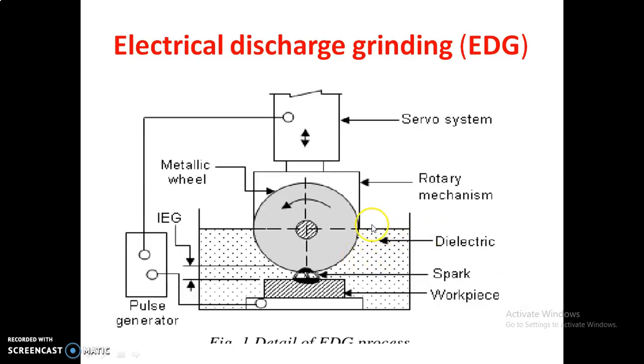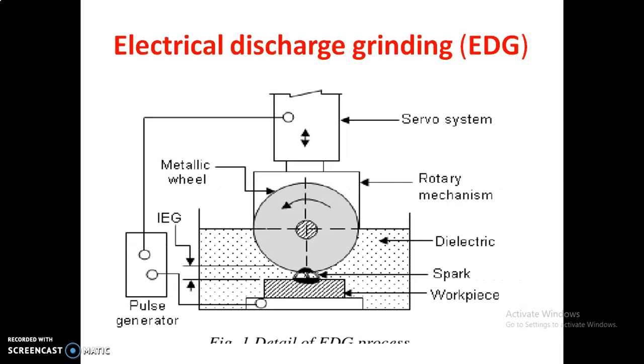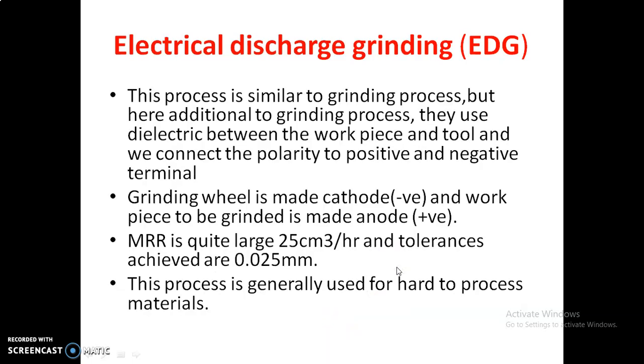Here you can see very well, here is a rotary mechanism, a servo system is there, and this is the metallic wheel, and the dielectric here, and here is the workpiece. Now this process is very much similar to the grinding process, but in addition to grinding, they use a dielectric between the workpiece and the tool. Here you can see this is the workpiece and this is the tool. In between there is a dielectric.